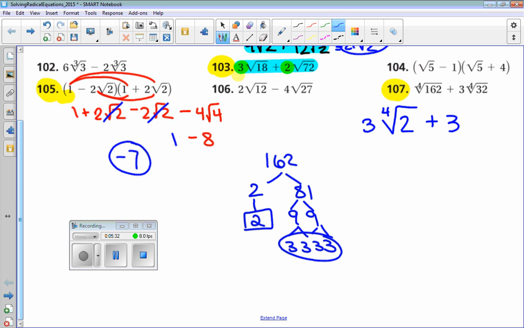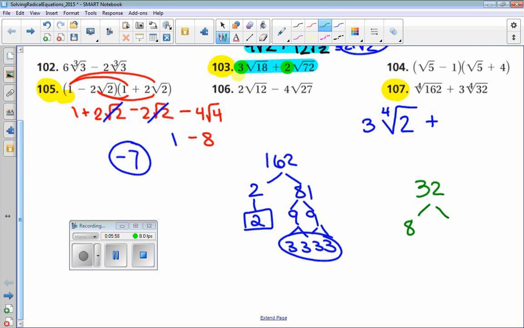Now I have a 3 there. So we'll have to probably multiply that by whatever we bring out in a minute. So let's go ahead and reduce the 4th root of 32. What are factors of 32? 8 and 4, 16 and 2. Yeah, 16 and 2. Yeah, right.